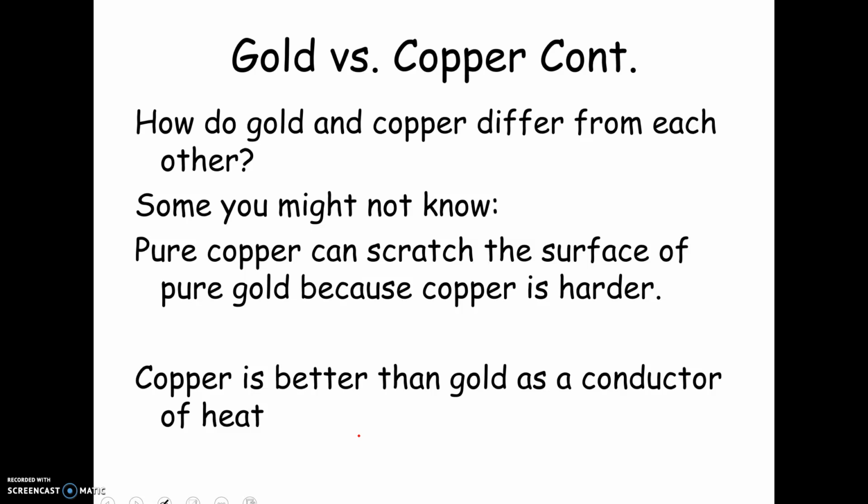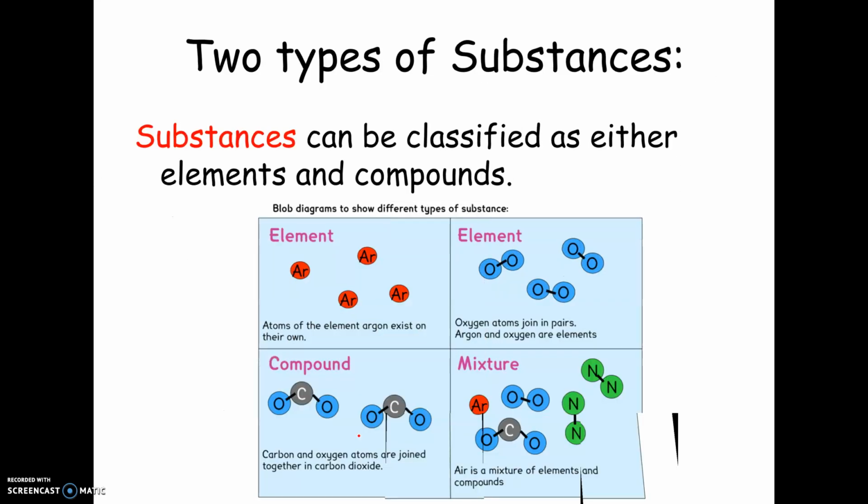Another example, copper is a better conductor of heat than gold. So copper-plated pans would heat things better, for example, than gold-plated pans. And of course, they would be cheaper too. So just some examples of differences and similarities in intensive properties.